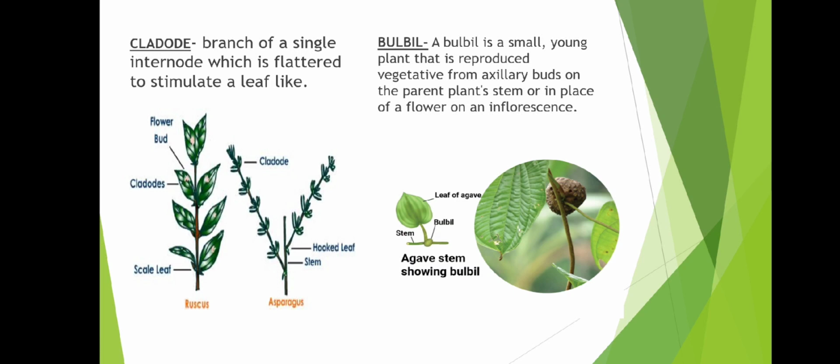Bulbil. A bulbil is a small, young plant that is reproduced vegetatively from axillary buds on the parent plant stems, in place of a flower on an inflorescence. So, makikita niyo po dito sa given picture yung stem and yung maliit na bilog. So, yun yung tinatawag na bulbil na magiging panibagong tutubong halaman galing sa old stem.